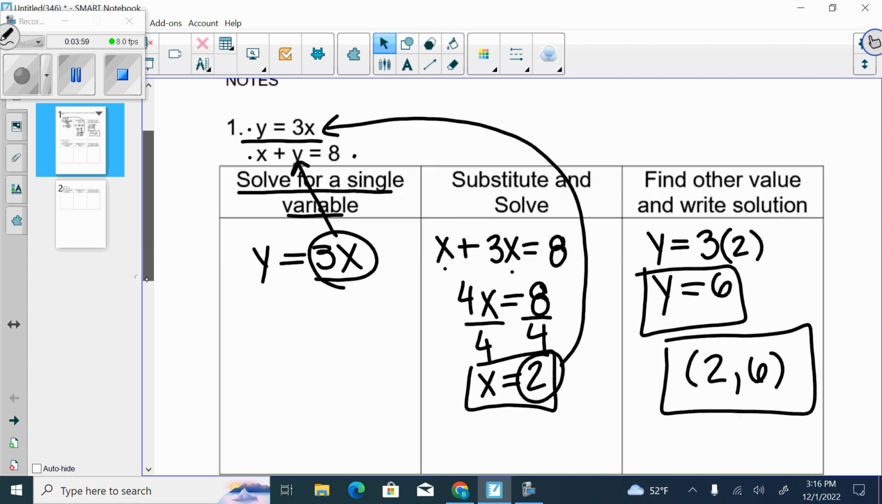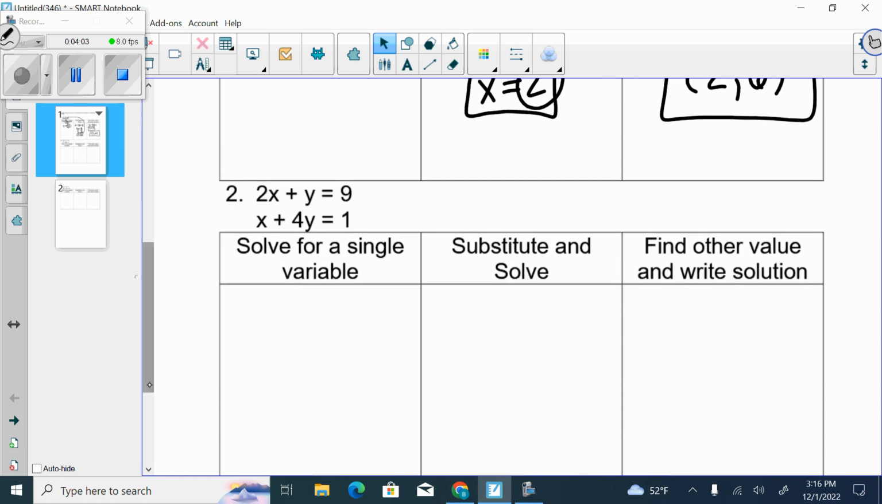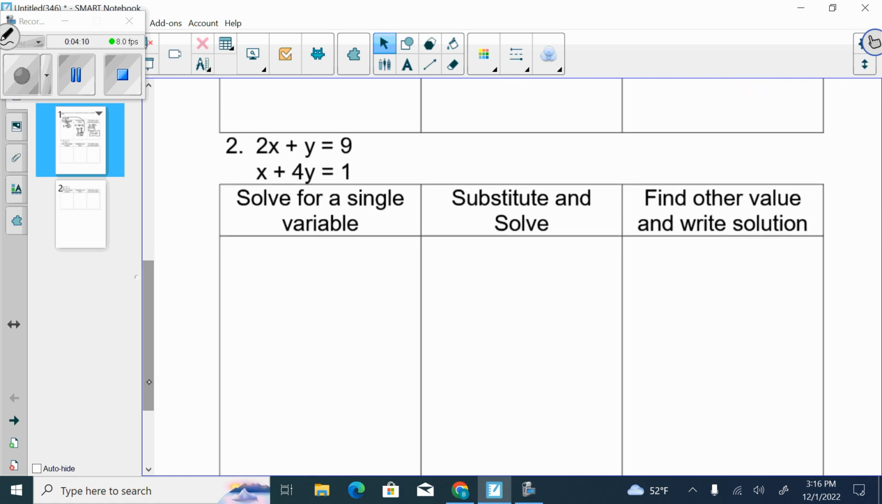Alright, let's do another one. So, here on number 2, it reminds us our first step is to solve for a single variable. So, right now, do either one of these equations have a letter by itself? No. So, I'm going to need to fix that. So, it doesn't matter which one we pick. Maybe we pick the top one. Okay, so we got 2x plus y equals 9.